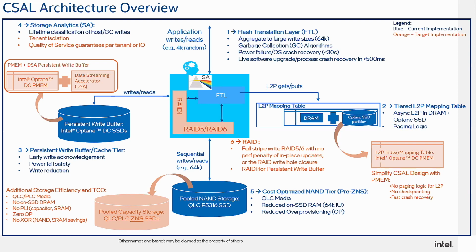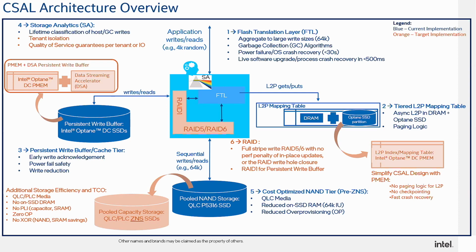And by the way, our RAID implementation is a full stripe RAID because we can keep things in persistent write buffer longer. A traditional RAID incurs RAID write hole and a bunch of other penalties that we won't incur. Our RAID 5 and RAID 6 will perform like RAID 0, actually. So 2 to 3x better endurance and performance versus traditional RAID.